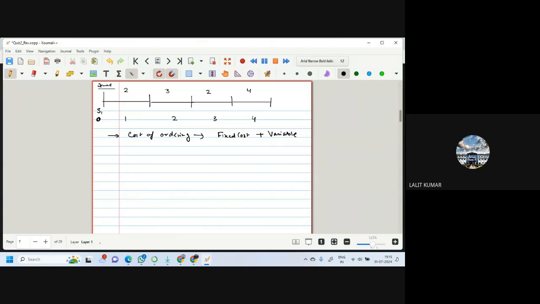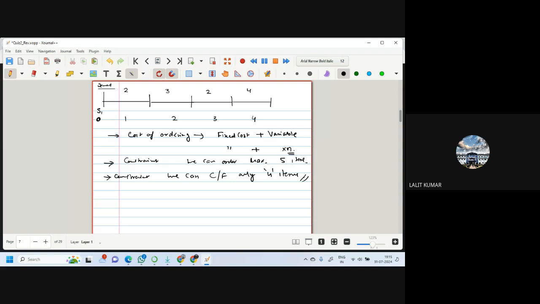Fixed cost is fixed, variable cost depends on the number of items. Then there is a constraint that we can order a maximum of only these many items, for example, 5 items. There is also a constraint that we can carry forward only, for example, 4 items.